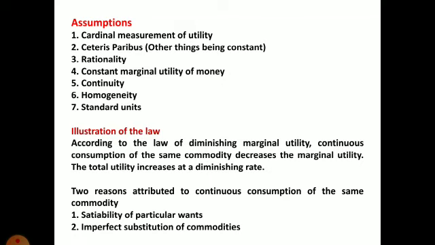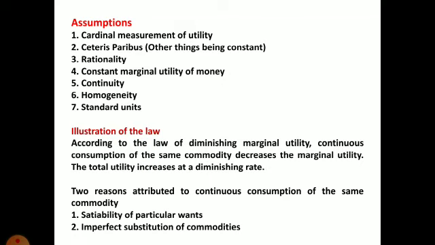According to the law of diminishing marginal utility, continuous consumption of the same commodity decreases the marginal utility. The total utility increases at a diminishing rate. Now, the question is, why does the consumer consume the same commodity continuously? Two reasons can be given here. One, satiability of particular wants.